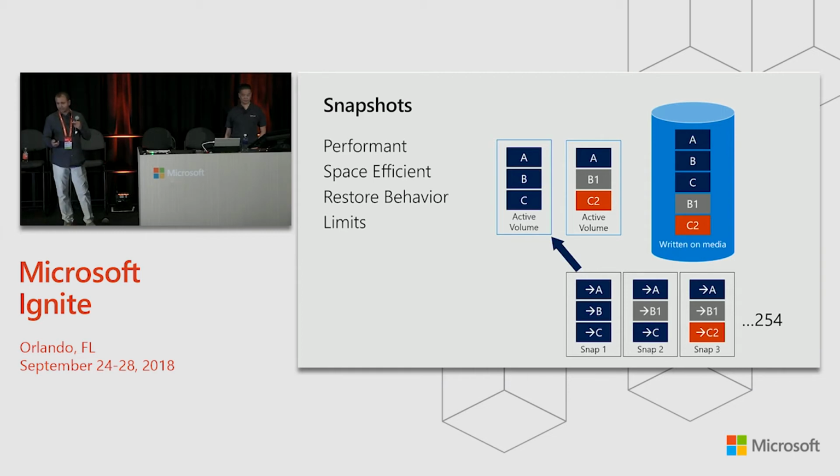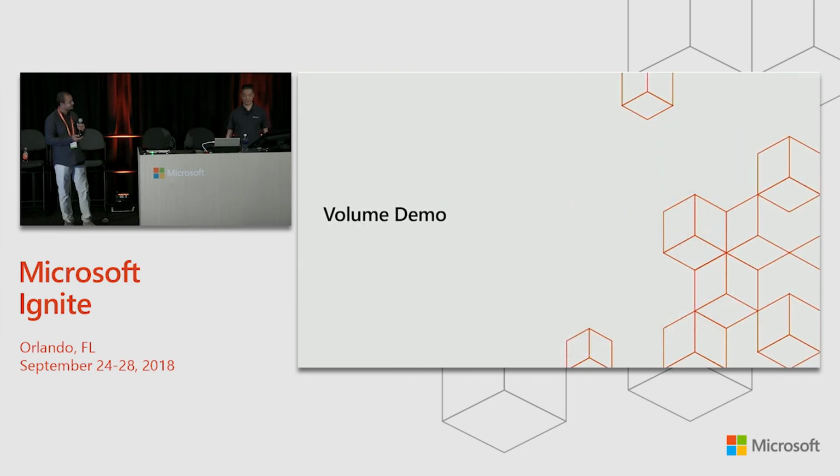Some limits to remember. This is ONTAP. Yeah, Andrew can't type, so it's 255. Local snapshots, 255. Yep. That's really it.